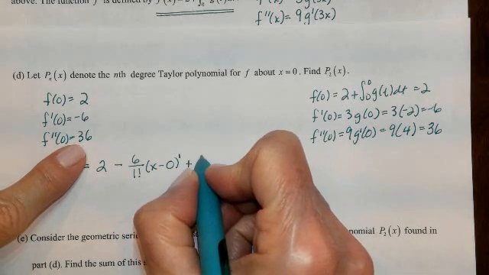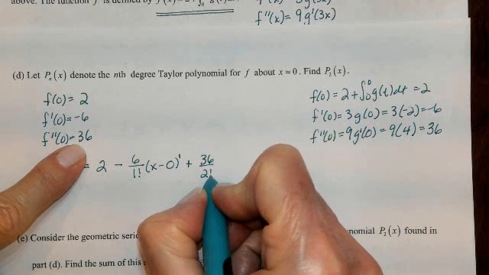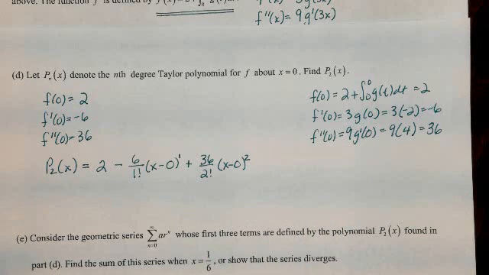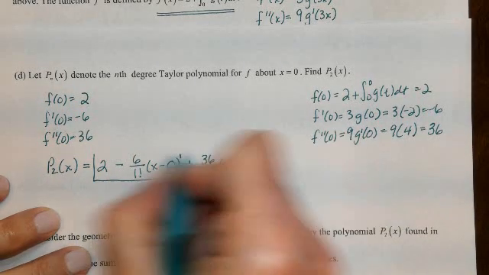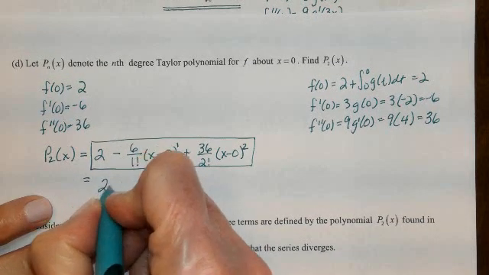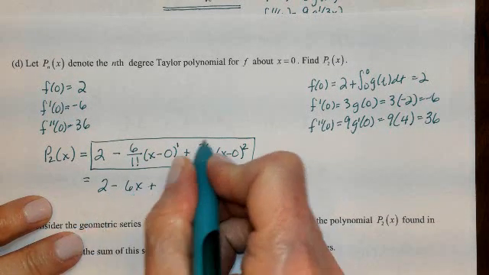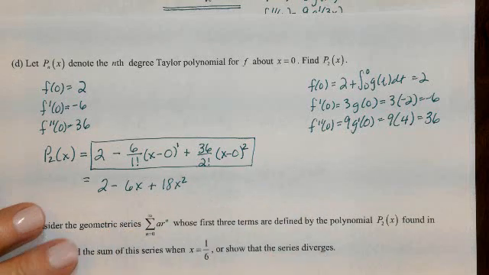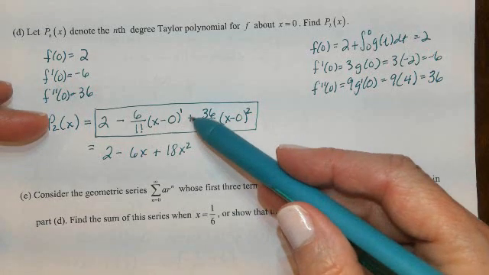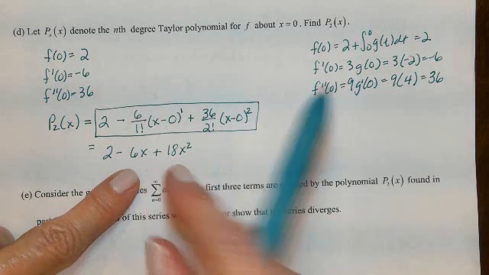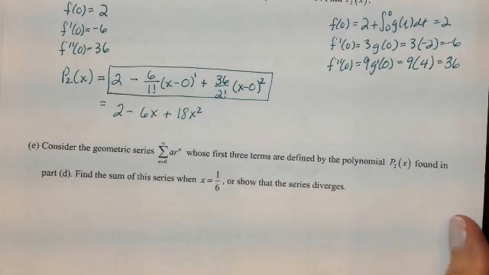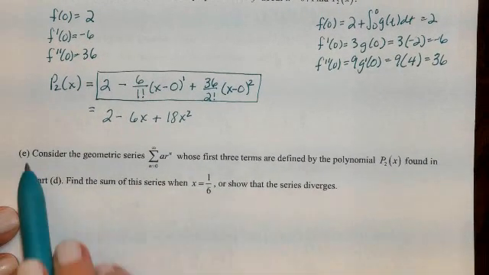And then we go to the next derivative, it's 36. Don't forget to divide that by 2 factorial, and then it's x minus 0 squared. This would be a safe stop spot. If you just can't stand leaving it like that, and please be able to stand it, this would be 2 minus 6x plus 18x squared. If this was a problem where we were going to use this, then I would go ahead and simplify it. But since we're not going to have to use this, I would just leave it like that. Okay? Well, I take that back. We did use it. We are having to use that in part E.